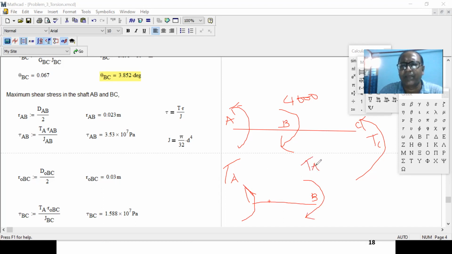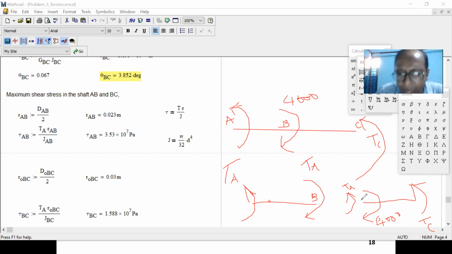Okay. Then what will happen? This TA is not in the middle point. Then in the BC, you already have 4,000 clockwise. This is clockwise. You make this one anti-clockwise TA. So after you solve, then right over here you will get 4,000 minus TA. And right over here you have TC. And this TC will be equal to this 4,000 minus TA. Okay, that's why you cannot put this 4,000 in the portion AB. You got the answer? Yes, sir.